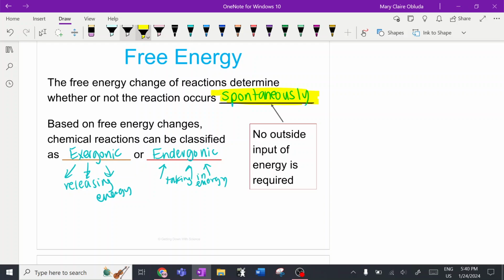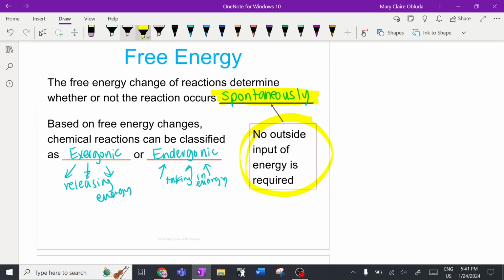So spontaneity means that it will happen with no outside input of energy. That means that if we just sat and looked at this reaction for 1 million years, it would happen. But that means that it will happen, but maybe it will take those million years. That's why enzymes are important and make sure that they do happen.